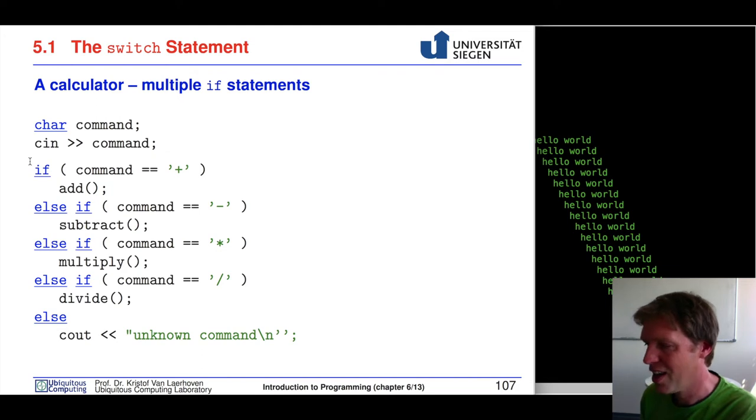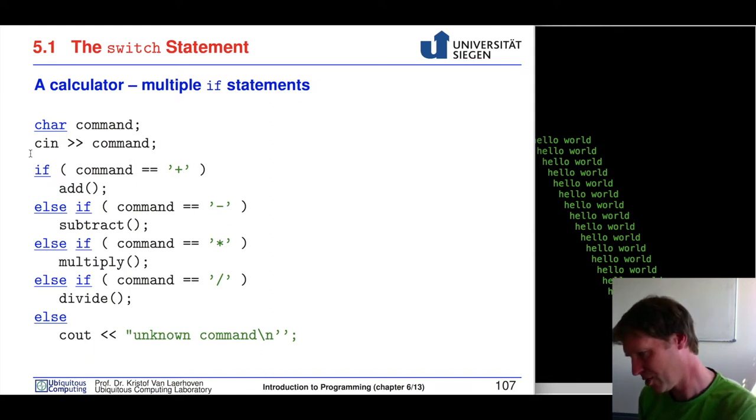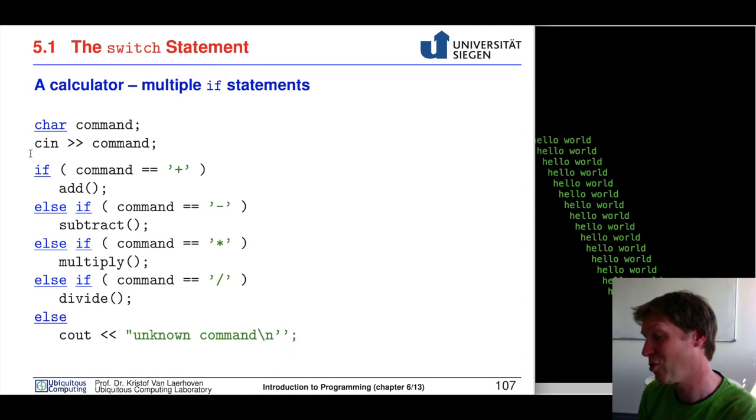So here is a bit of what we could use for the calculator example that we've seen up until now, where we, for instance, want to test what command the user is giving us. So we have our character that we ask for in the beginning. We ask the user to give us a character. And this could be, for instance, a plus or a minus or a multiplication or a division. And then we want to test what command the user has given, to do exactly that command.